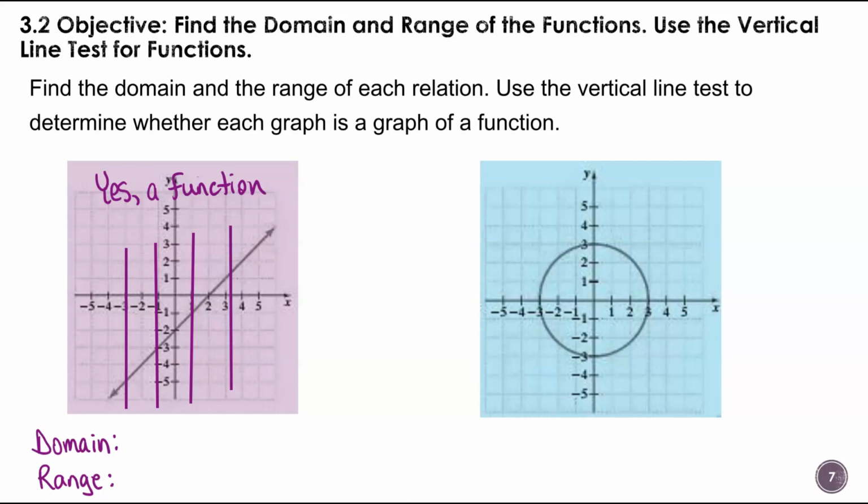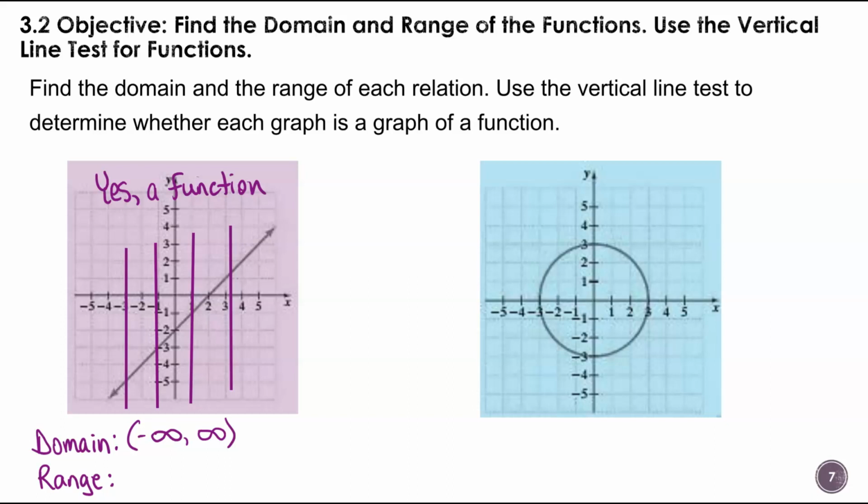Well, the line keeps going, right? And it's going to continue getting wider and wider. So that means that my domain in this case is going to be from negative infinity to positive infinity. Basically all real numbers, right? All real numbers are included in my domain. I write it using interval notation with negative infinity to positive infinity.